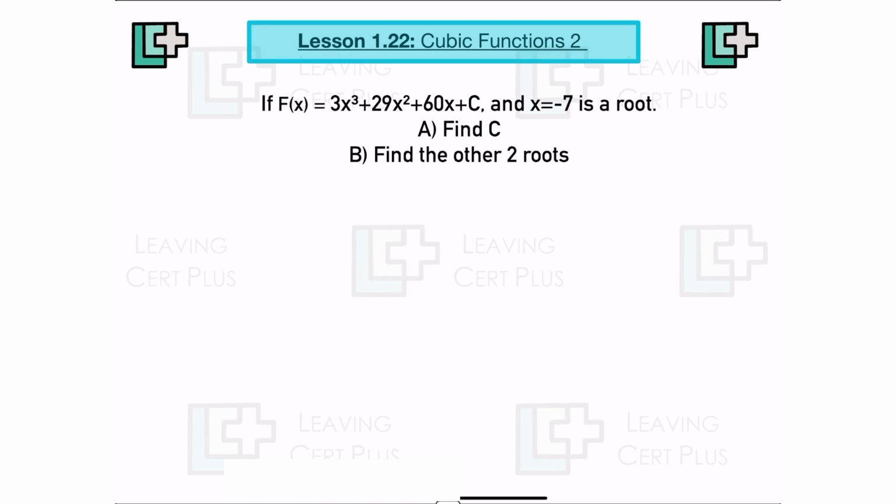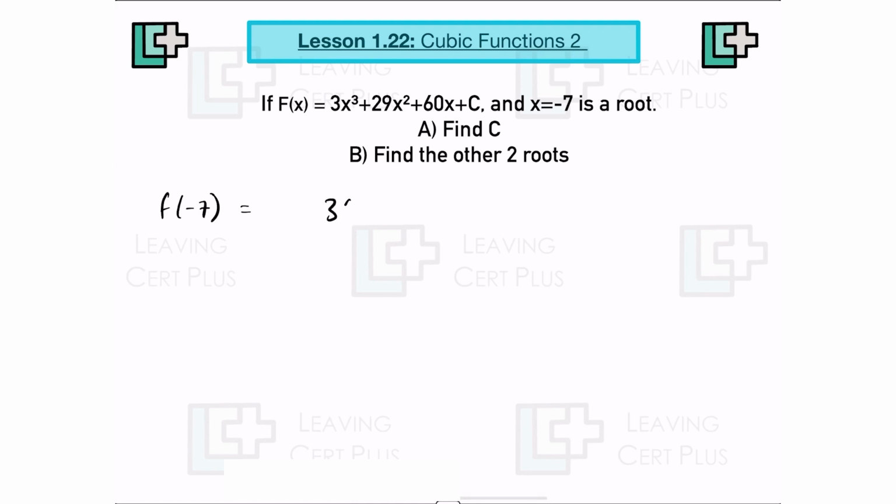So hopefully you got to give that one a go. We're looking at f of x here and we're trying to find plus c. So we're given that x is equal to minus 7 as a root. So given that's a root, if I sub in minus 7 into our f of x formula, that should equal to 0. So let's use that to try solve for c.